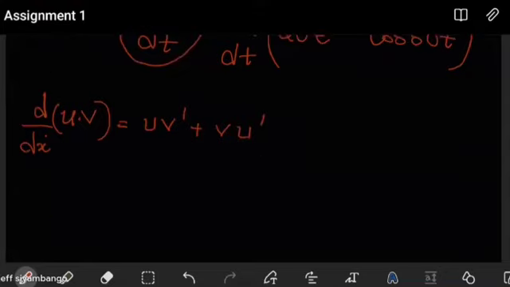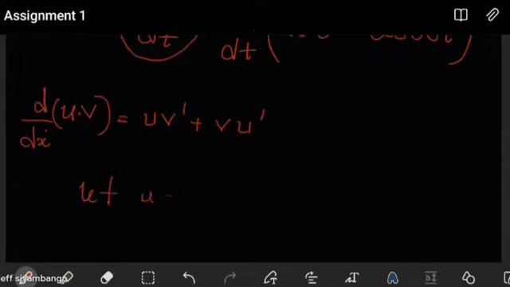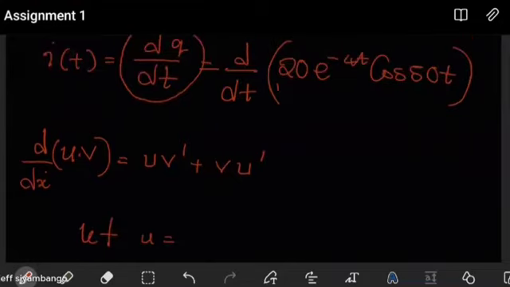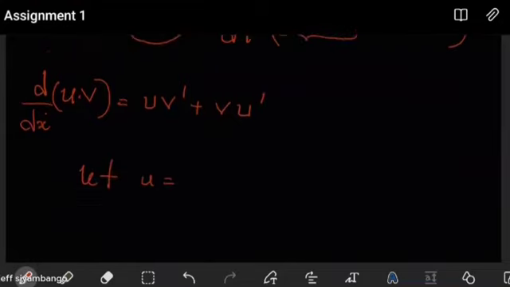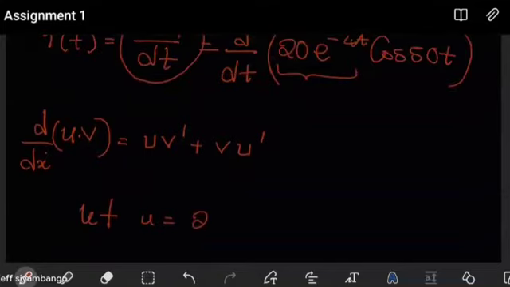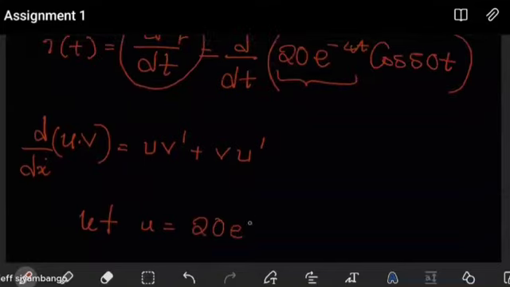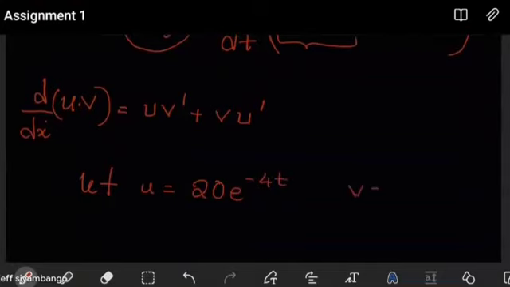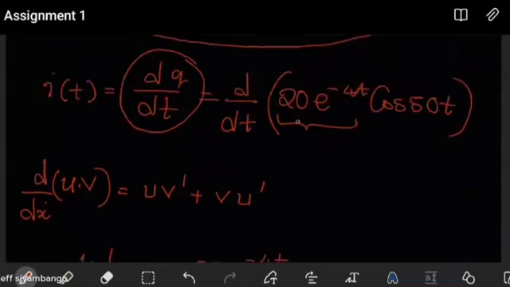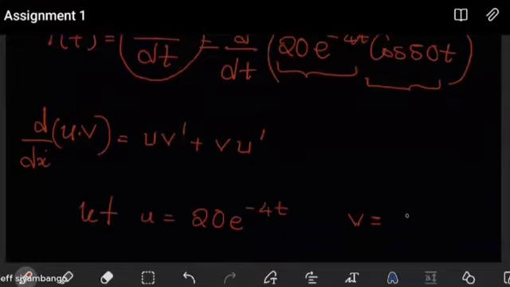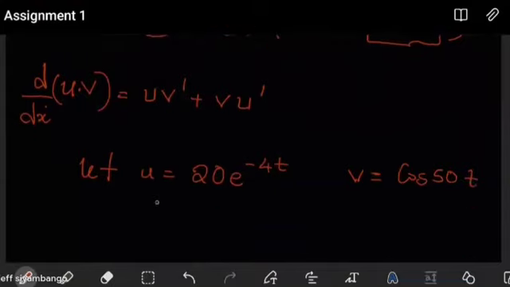So in this case, I can say let u be equal to, so here we have two parts, I can get this to be u. So I can say let u be equal to 20 e to the minus 4t. Then v will be the other function. Notice that I'm picking everything: 20 e to the minus 4t is the first part, and cos is the second part, cos 50t there. So now I have u and v, and I just need to get their primes.